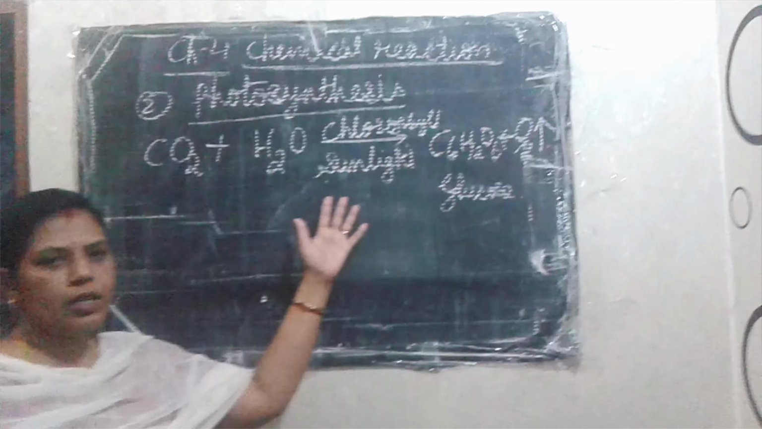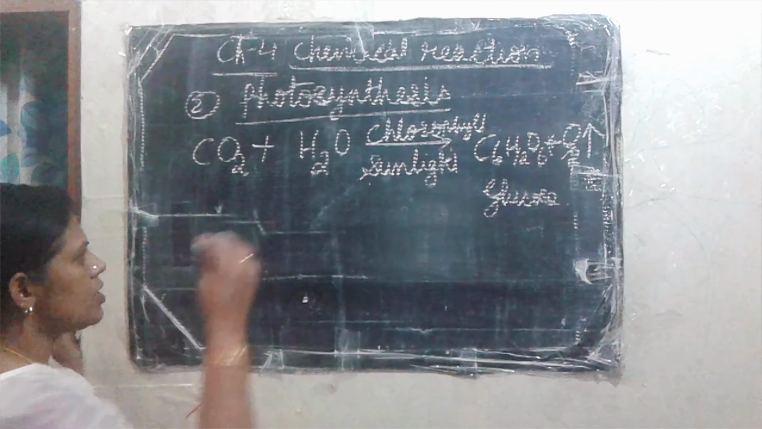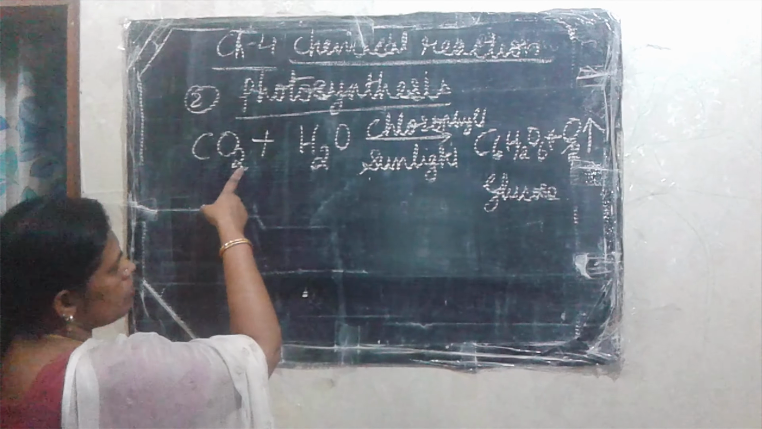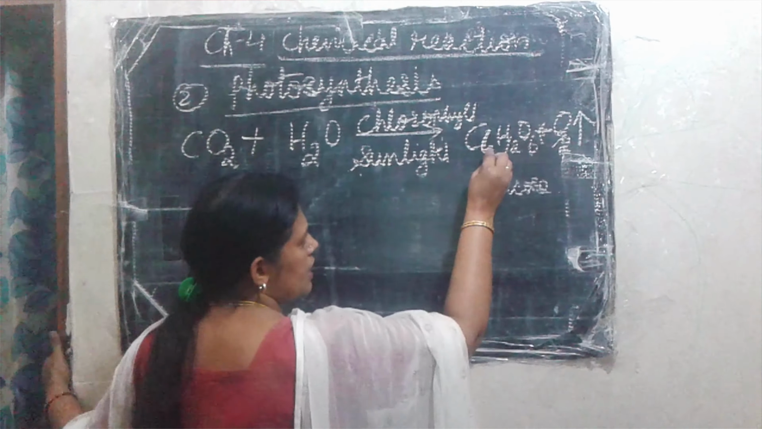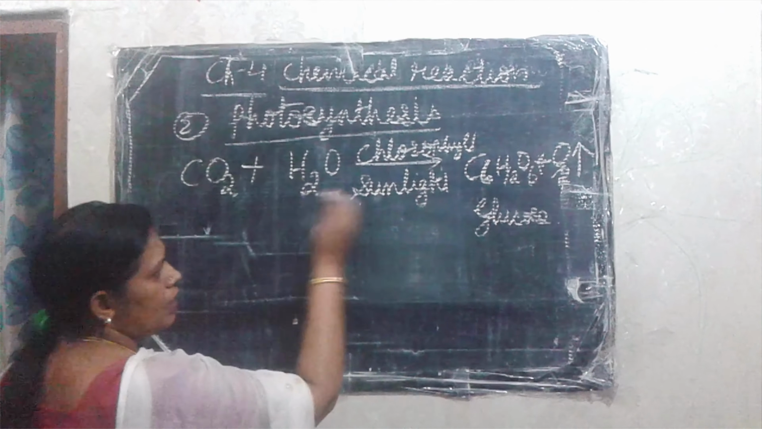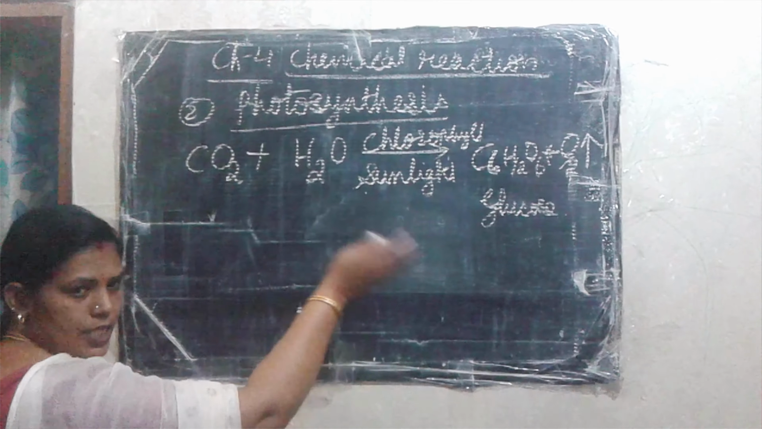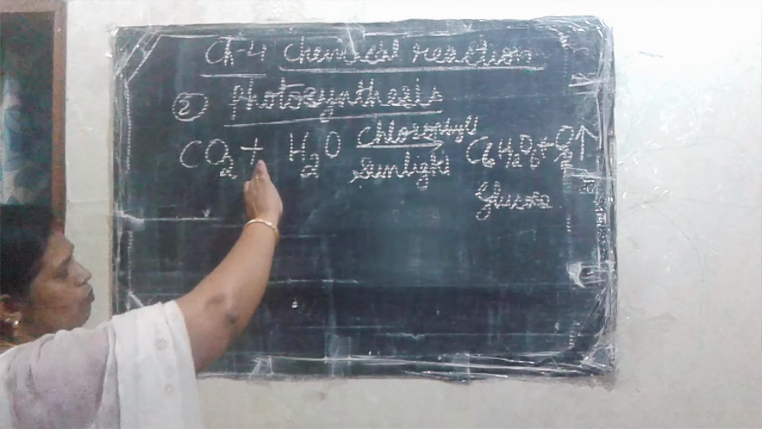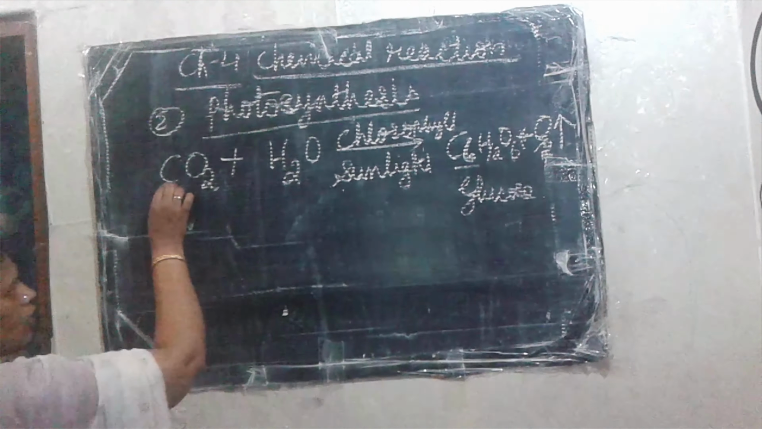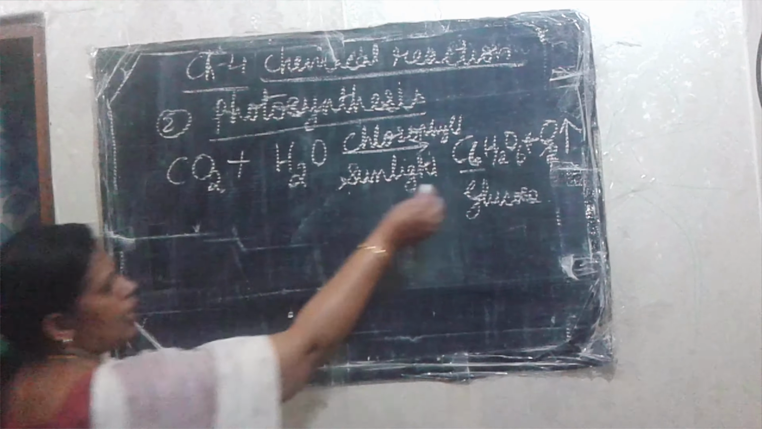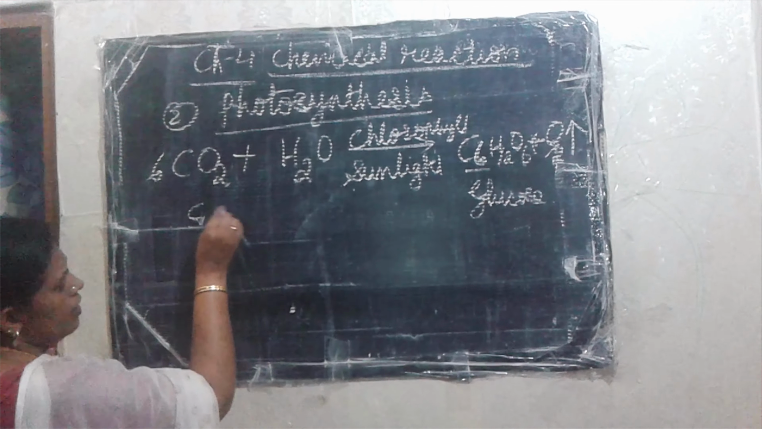Now this equation is not balanced, right? See how many carbons are here? There is only one carbon, but on this side there are 6 carbons. This is the right hand side and this is the left hand side. On both sides the number of atoms must be equal. Here 6 are there and here only 1. So to make it equal we put 6 on the left side. So now carbon is 6 on both sides.